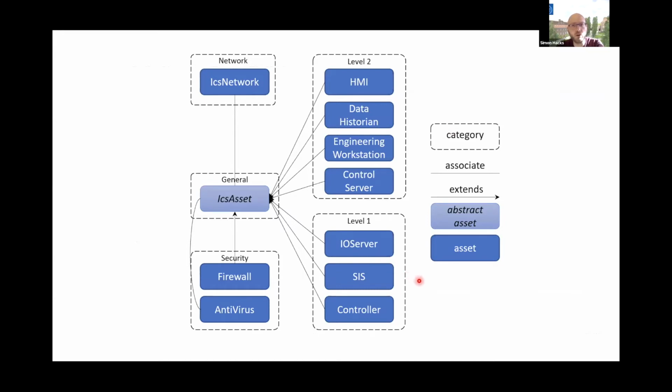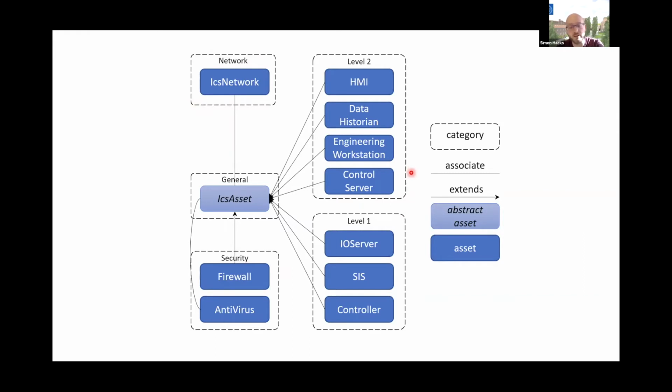This is a little bit smaller than the IT assets we have found, but basically we still have some kind of network, which is a little bit more special than the IT one, as we have special OT network protocols. Then we have some security assets, like firewalls between the different networks in our OT environment, and antivirus. And then according to the Purdue network framework, we have level 1 and level 2 assets, where level 2 is closer to the end user.